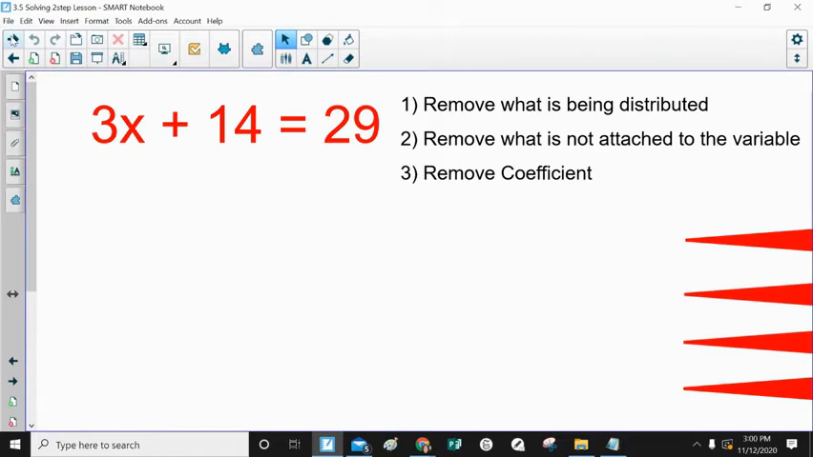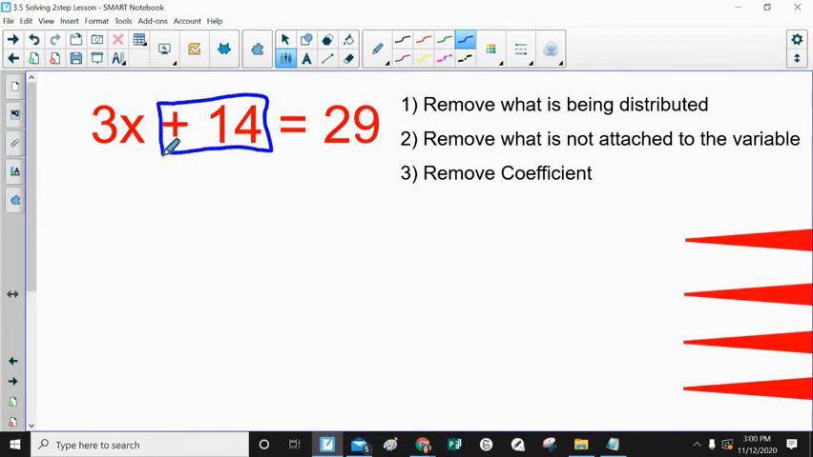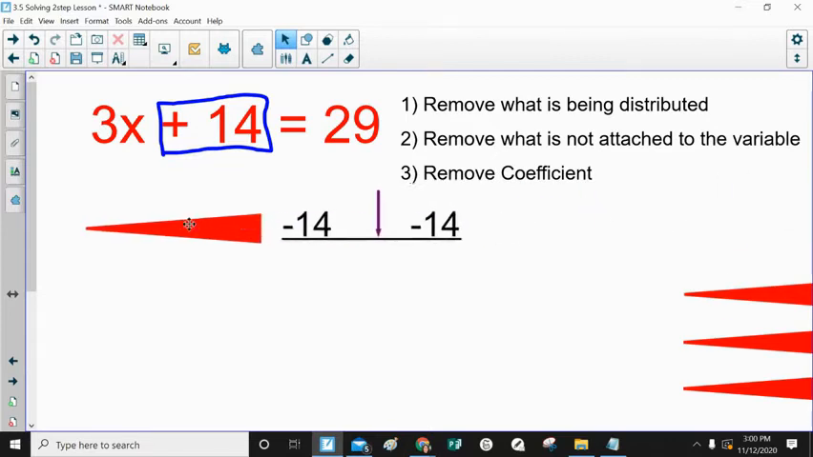Coefficients can be in the form of a whole number or in the form of a fraction. So take our red problem, 3x plus 14 equals 29. We're going to think about the three things that we have to do. Remove anything that's being distributed, remove anything that's not attached to the variable, remove the coefficient. Well, I don't have anything that's being distributed to the left side of the problem. I do have a term that is not attached to the variable. I have plus 14. And plus 14 can be removed from the left side of the equation by using the opposite operation. And the opposite operation of addition is subtraction.